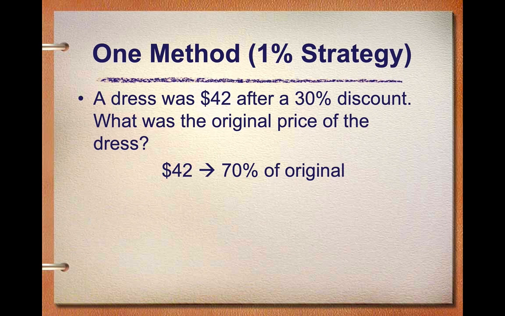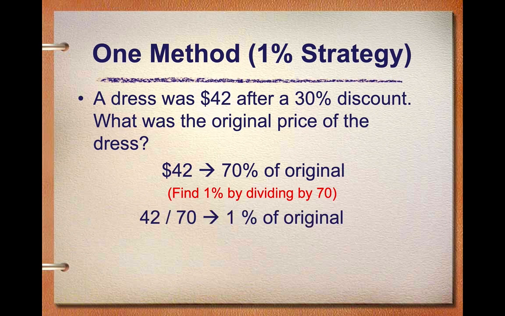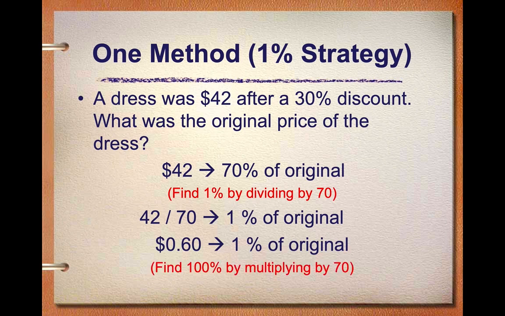So to get 1% of the original price, well, we just need to divide 42 by 70, right? If we divide each of these by 70, and again, calculators can be okay here, that would give me 1% of the original, right? So that would give me that 60 cents equals 1% of the original. And once I realize that, to get 100%, I would just multiply each by 100, and that would give me $60 would be 100% of the original.